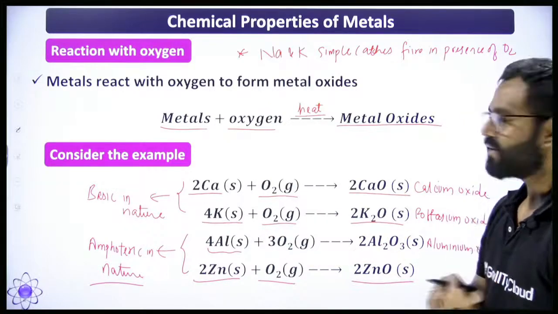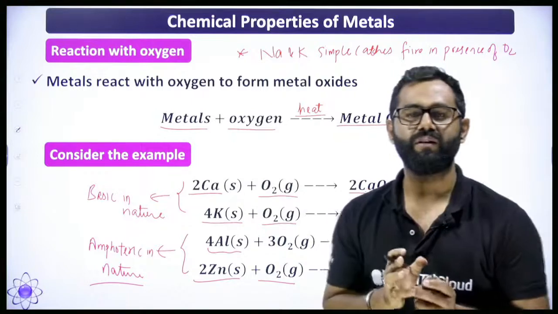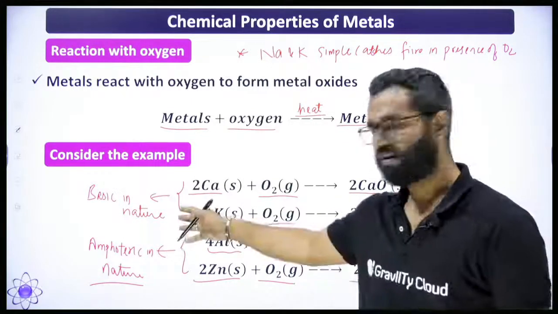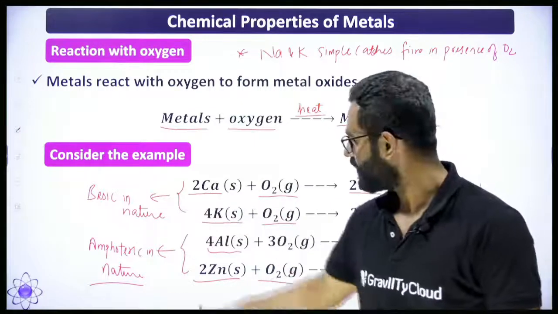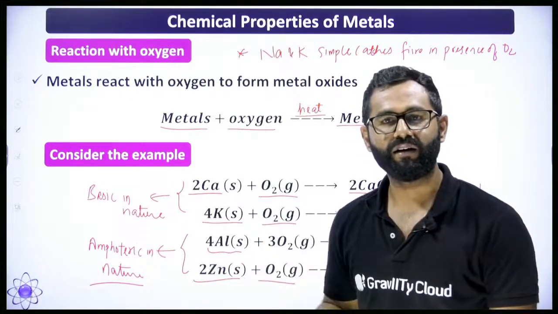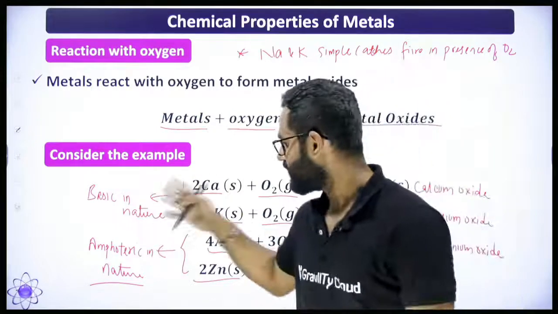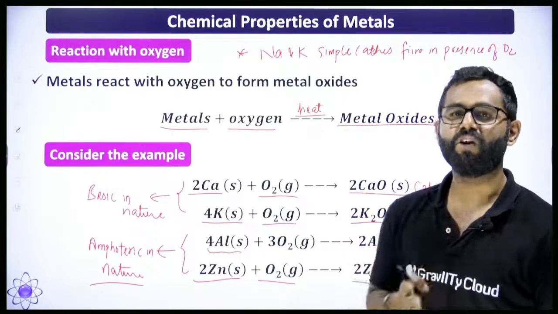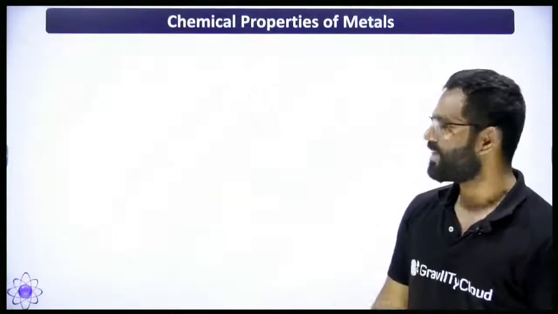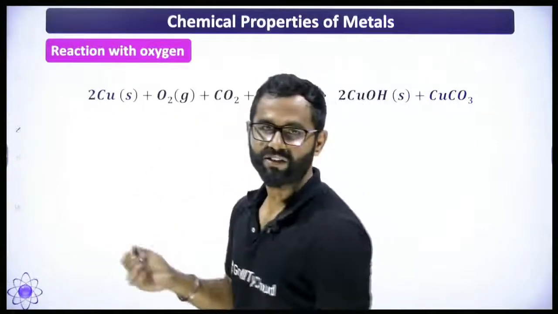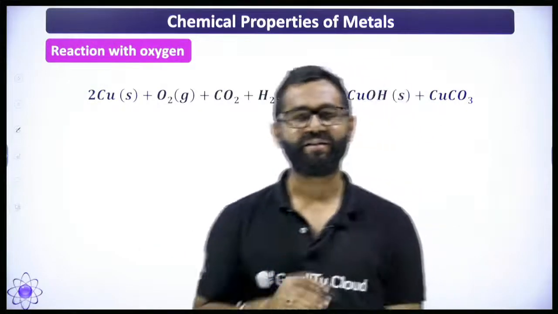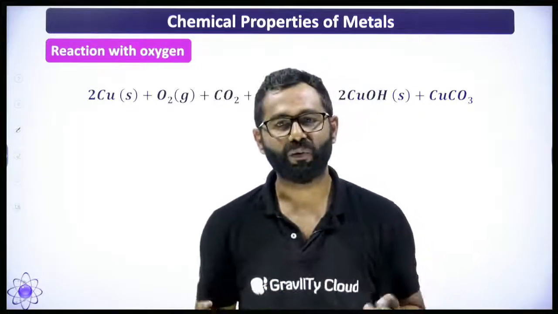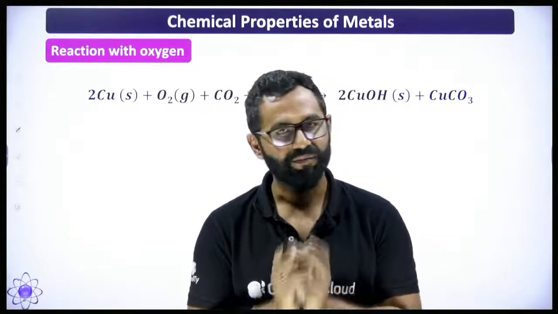In short, there can be two categories of metal oxides. The first category is basic in nature, the second category is amphoteric in nature. Now when I say basic nature and when I say amphoteric nature, what does that mean? There should be some meaning of it. Let's see what happens with basic nature, and then I will tell you what amphoteric nature means.